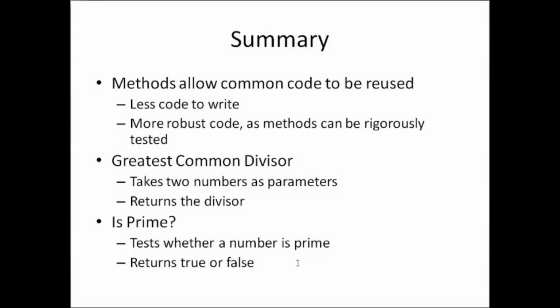So the methods that we actually wrote were the greatest common divisor, which took 2 numbers as a parameter and returns the largest common divisor for those 2 numbers. And the other one was isPrime, which tests whether a number is prime, returns true or false. But then we also added another method that printed out the first 50 of them.